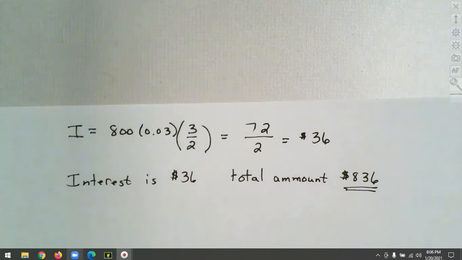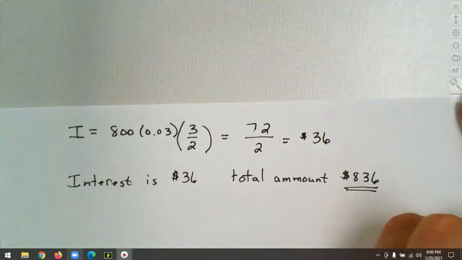Now we're going to round to the nearest cent. That one we didn't have to round at all, but in your homework you may have to round it. And so we round at the very end, round to the nearest cent, which is 2 places.